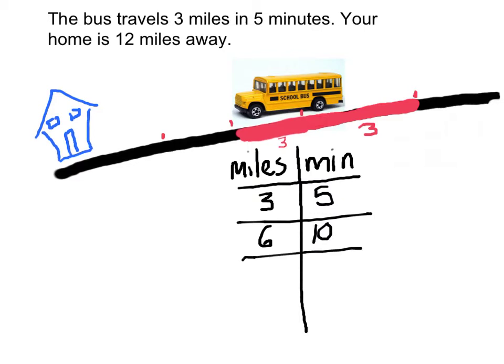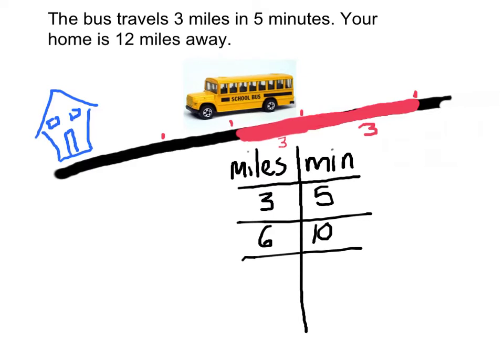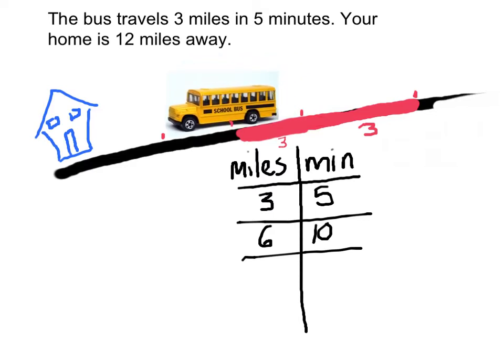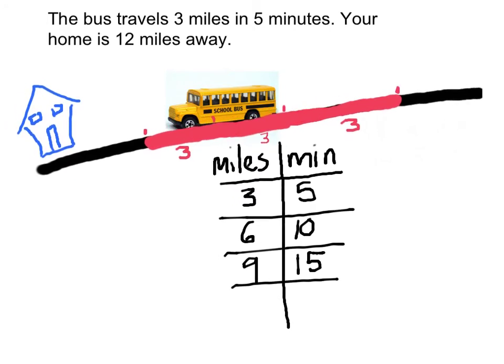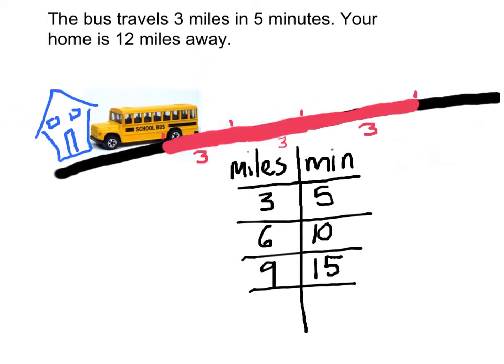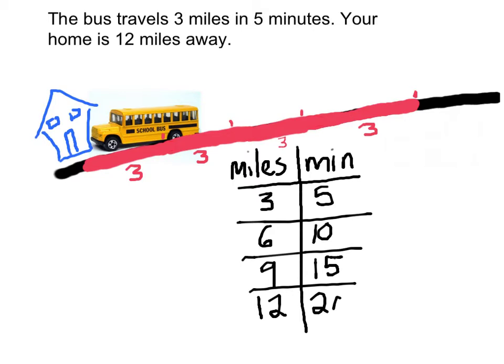And then after another 5 minutes, it will go another 3 miles. So it's gone a total of 9 miles, and that's been 15 minutes. For another 5 minutes, and then up the last 3 miles it goes. Next here. Last 3 miles, and it's home. So it's gone a total of 12 miles in 20 minutes. And that's what you can see right here: 3, 6, 9, 12. And that's of course what we recorded in the table.